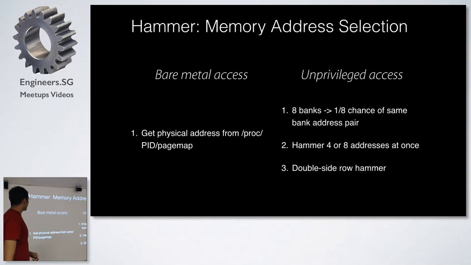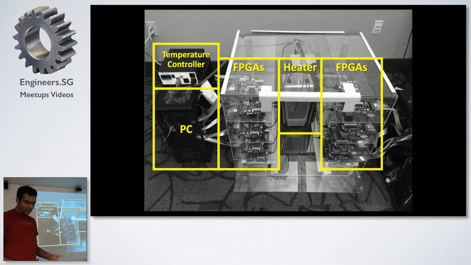Next, the paper goes on to talk about what their setup was and what they found out through experimentation. They built FPGAs and stuff. That's the only way you can do row hammer, to get such low-level access. And they had heaters there, because they had a hypothesis that if things were hot, the chance of row hammering is higher. But it actually wasn't true. So temperature is not a factor.